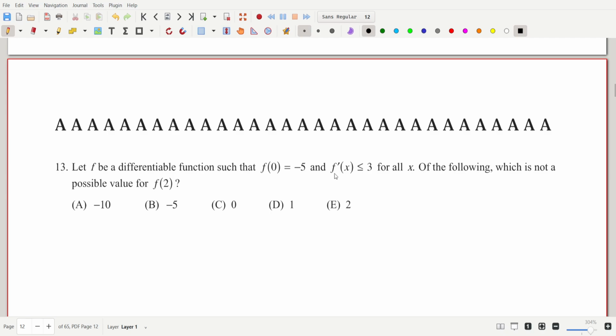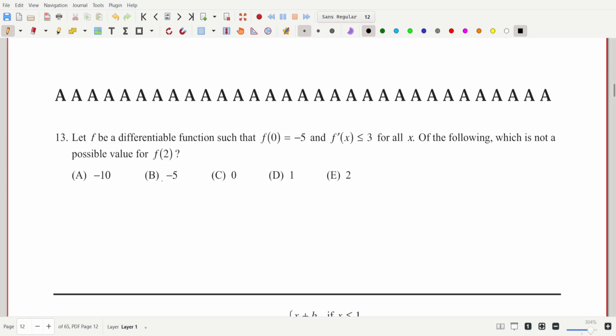Let f be differentiable. Okay, cool. What is not? This is a good one. Yeah, this is like an actual application of MVT. So the idea is that MVT says there is a point between 0 and 2 such that f prime of c equals f of 2 minus f of 0 over 2 minus 0, because it's differentiable, presumably everywhere, which is f of 2 plus 5 over 2. But then f prime of c needs to be less than 3.